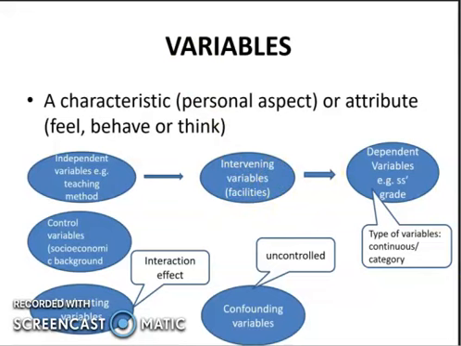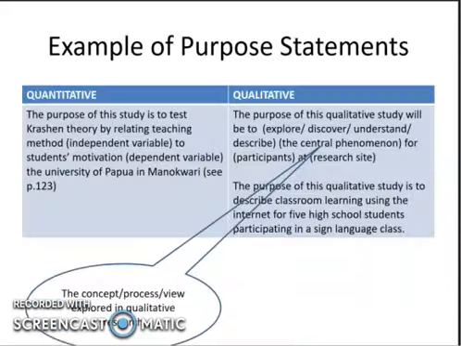Now let's see how the purpose statements are written in quanti and quali. In quantitative, you can see the example is: the purpose of the study is to test a theory by relating teaching method, independent variable, to student motivation, dependent variable, at the University of Papua in Manokwari. This is a quantitative study to test the theory.